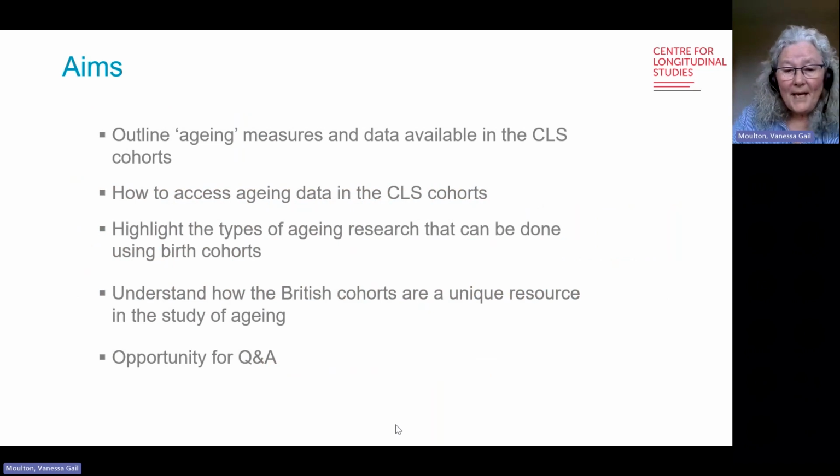So today, the aims are to outline ageing measures and data available in the CLS cohorts, how to access ageing data in the CLS cohorts, highlight the types of ageing research that can be done using birth cohorts, and hopefully by the end, you'll understand how the British cohorts are a unique resource in the study of ageing. And as I mentioned, at the end you'll have the opportunity for Q&A, and we will finish at 2 o'clock.